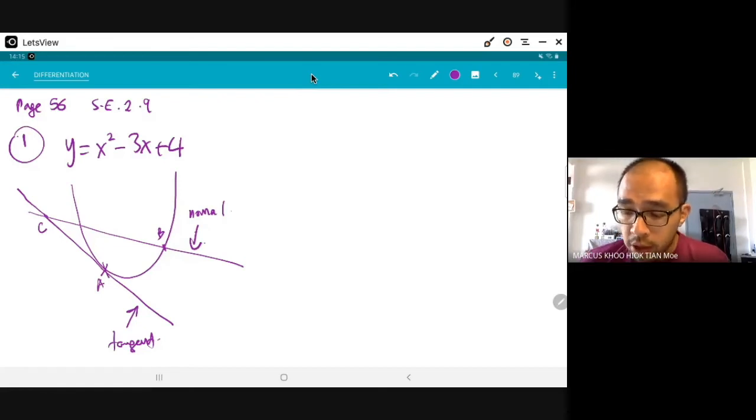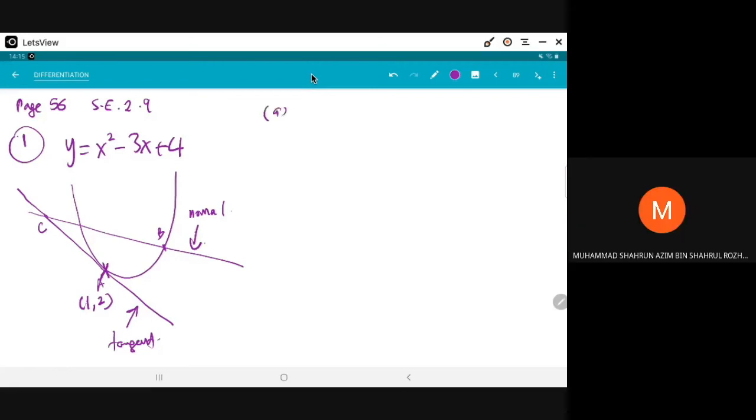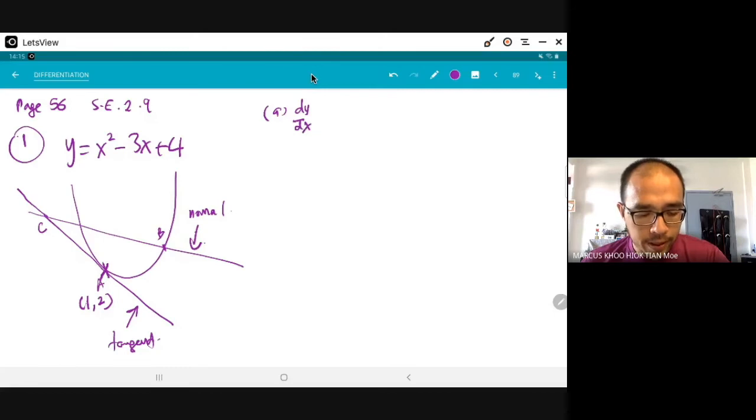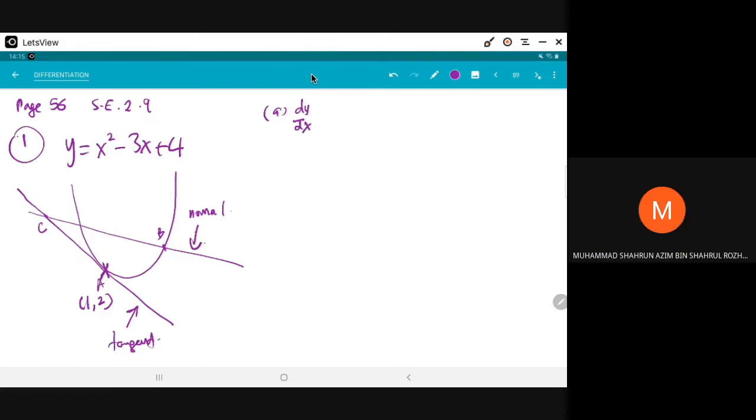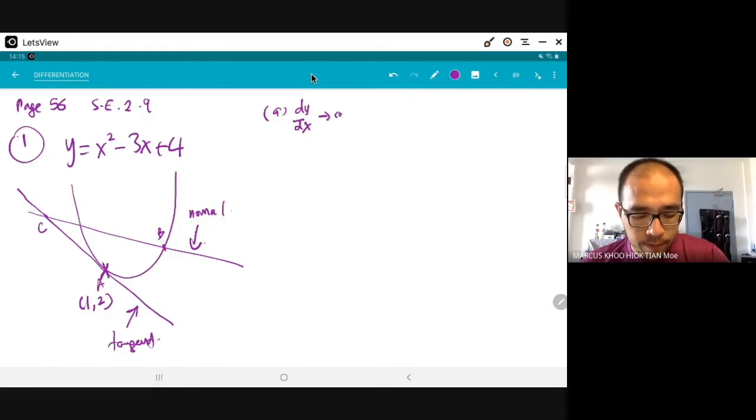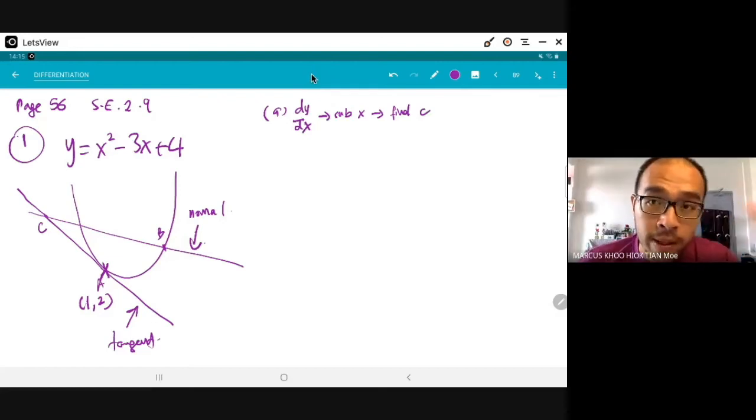So first of all, find the equation of the tangent at point A. This is the point that I want. A is given as 1 and 2. How do I find the equation of the tangent? What are the steps I need to take? Differentiate first, after that sub x, and then find the equation. Before we find the equation, we need to find the gradient. Depending on which method you use, if like Sharon you want to use y minus y1, go ahead. But for what I'm teaching now, find the C. And then after that, you get the equation of the tangent.